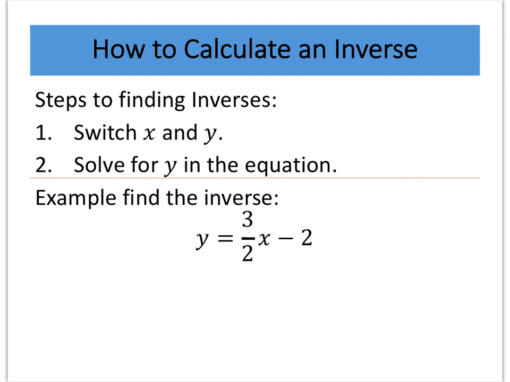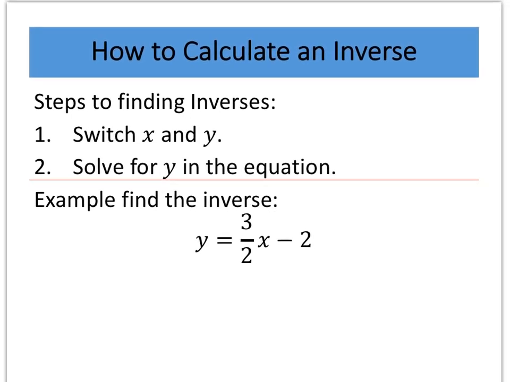So this is a linear function, and it's really important that we notice that it's a linear function. What I mean by that is there are no exponents. So it's y equals mx plus b, and so we've got our m and our b, and those should really help us as we solve. So our step one is to switch the x and the y value. So I'm going to rewrite this: x equals 3 over 2 y minus 2, and then we have to solve for y.